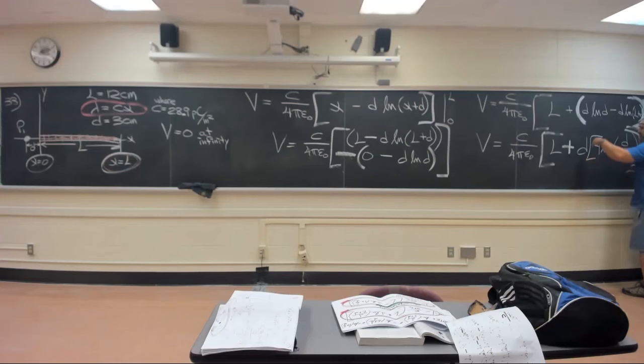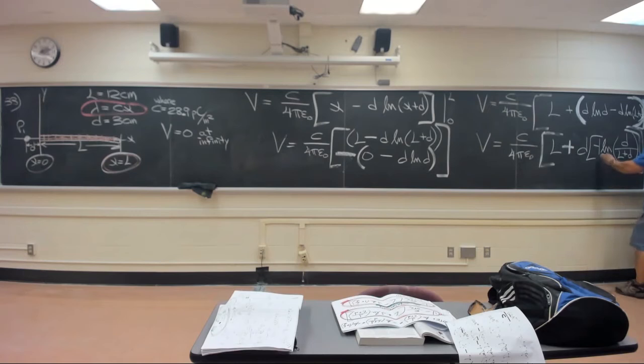Negative 1 times d is negative d, plus a negative d times ln d over the quantity capital L plus d is the same as minus d times ln d over the quantity capital L plus d. So not a big deal. What's going on here? Why do you do that?